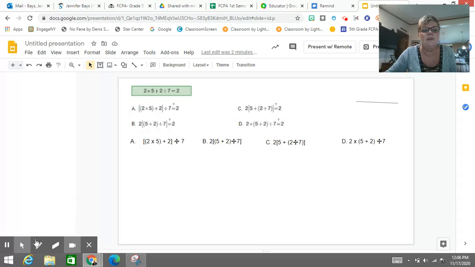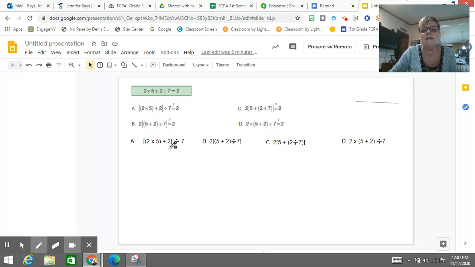Okay, this one first. You'll have some questions that will ask you, here's the problem. 2 times 5 plus 2 divided by 7 equals 2. Where can you put the parentheses or brackets to make it equal 2? So what you have to do is just go through and work them all out.